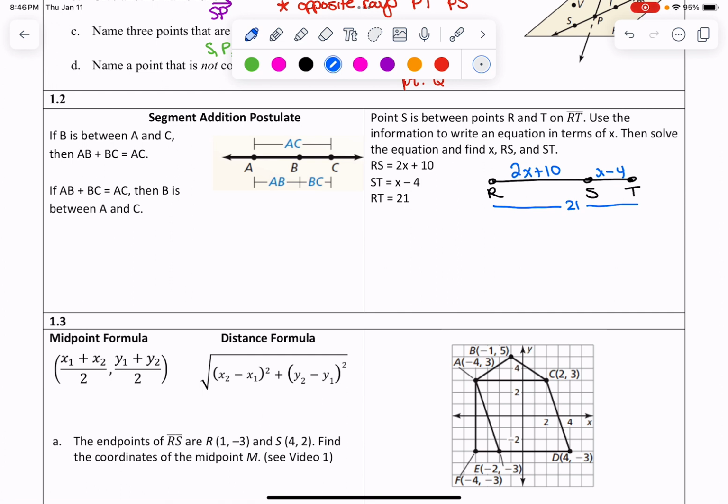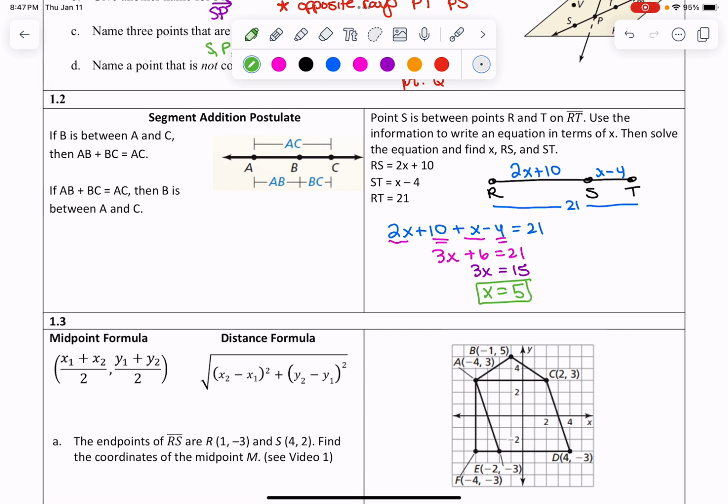So our segment addition postulate says that the 2 parts on the inside have to add up to the whole segment. Writing our equation, 2x plus 10 plus x minus 4 is equal to 21. Now we can solve our equation for x, combining like terms. 2x and x will give me 3x. 10 minus 4 is a positive 6, is equal to 21. I can subtract 6 from both sides and get that 3x is equal to 15. Divide by 3 and we get that our x is 5.